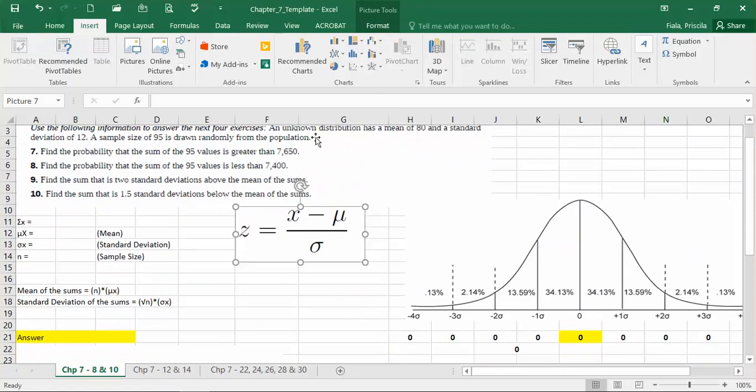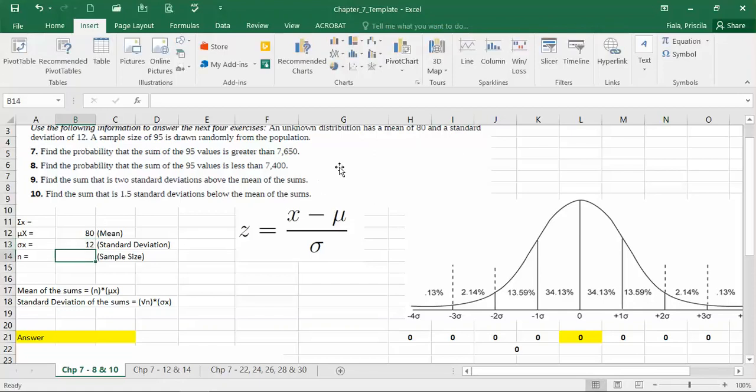Let's go over it quickly here. It has a mean of 80 for the whole population, a standard deviation of 12, and a sample size of 95 drawn randomly from the whole population. It's not telling us what the population is, but it could be anything. So a sample size of 95 is going to represent the whole normally distributed population.